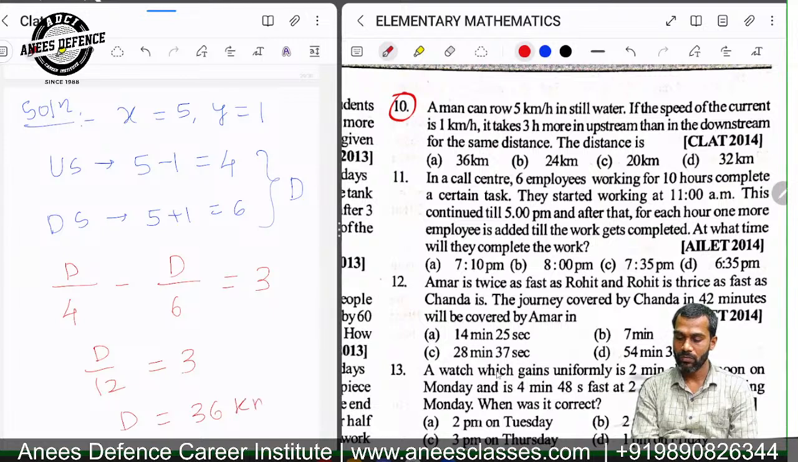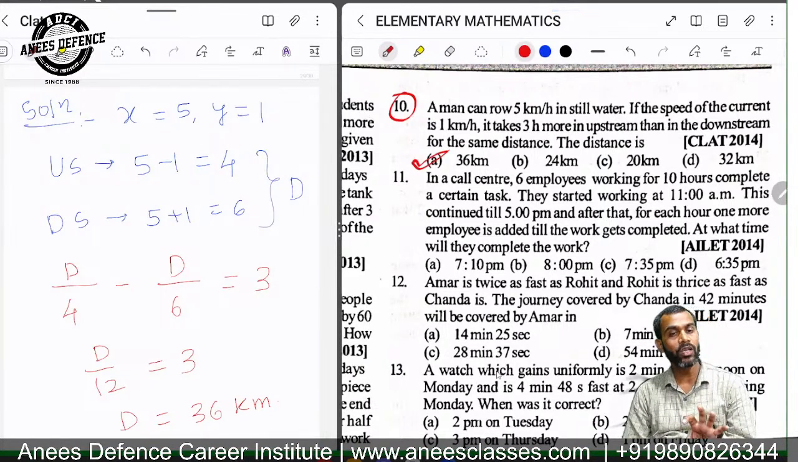36 kilometers. Do we have this option? I mean, 36 kilometers? Yes. Which option is the right answer? I hope it is clear. So we have found out the time taken by the boat or the man in both directions, and the difference was 3. So we subtracted d by 6 from d by 4 and equated it to 3, so we have got the value of d. So that is 36 kilometers. Is it clear? Purva, have you understood?